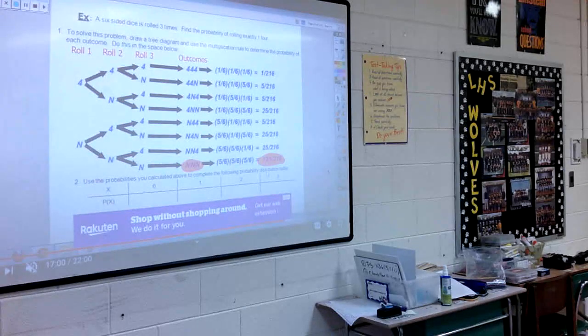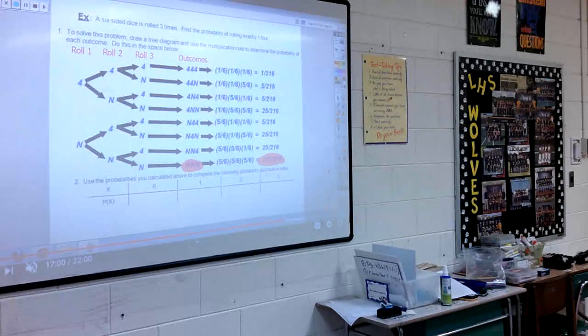So the most likely scenarios, if you look, are not rolling a 4 twice, which has 25 out of 216, and then not rolling a 4 all three times is the most likely one, because there's 5 other spaces on the die, so you're always more likely to roll something else other than a 4. So that's why that one is the most likely scenario there at the bottom. It's more likely that you don't roll any 4s.